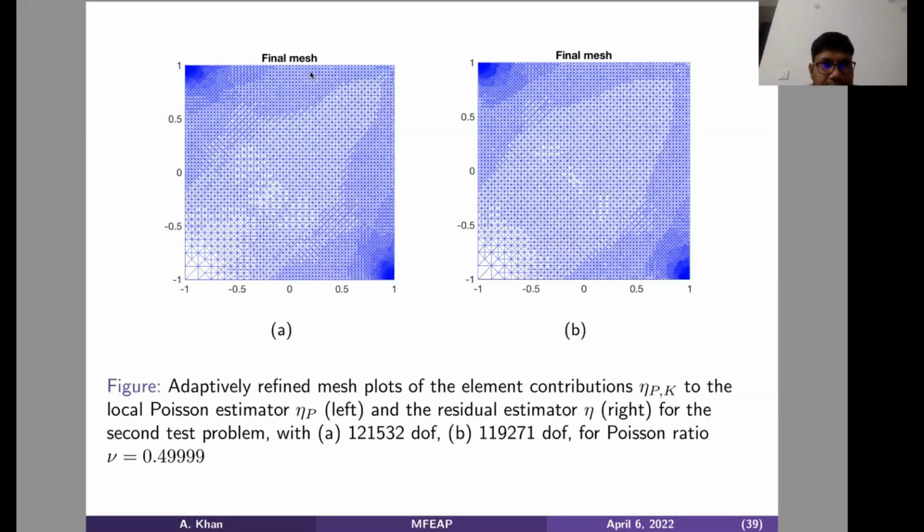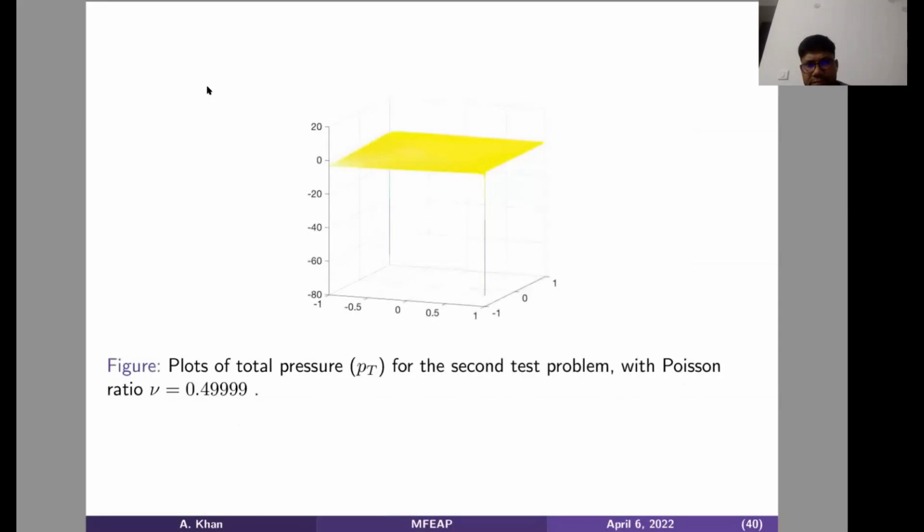These are the meshes where we can easily see there is a lot of refinement at the corner because of this Dirichlet-Neumann corner. Here is the singularity, and it is easily detected, and there is a lot of refinement, and we are getting better convergence. This is the pressure graph, which indicates there is a singularity at these two corners.